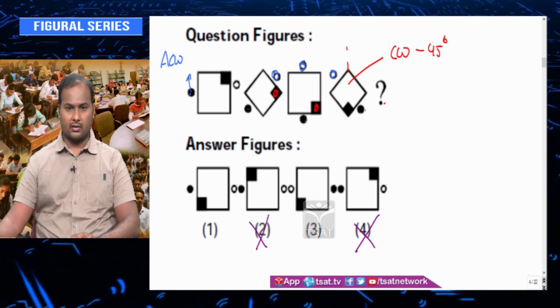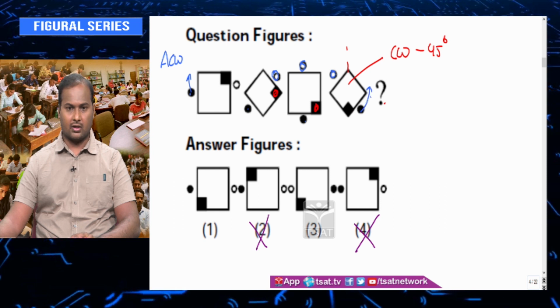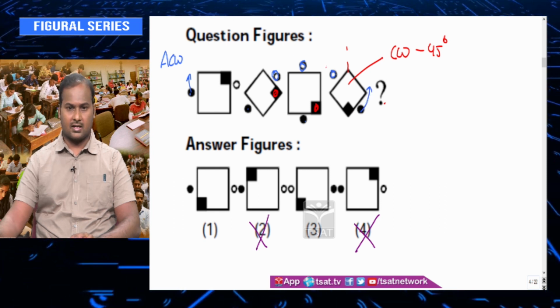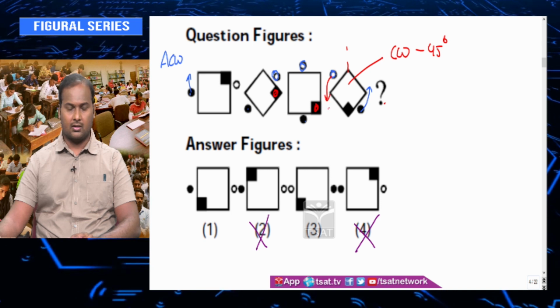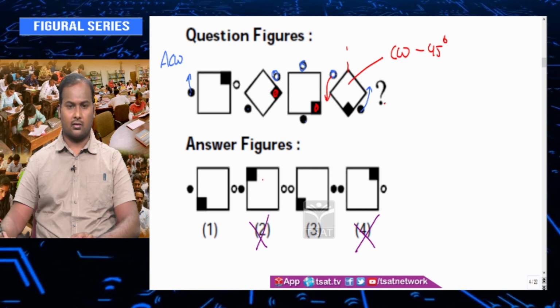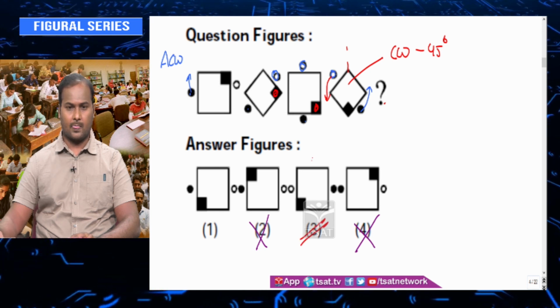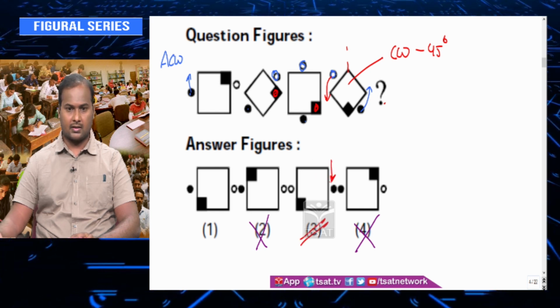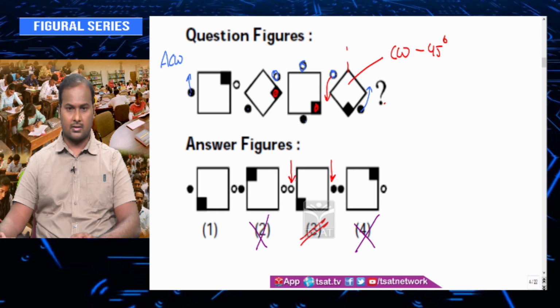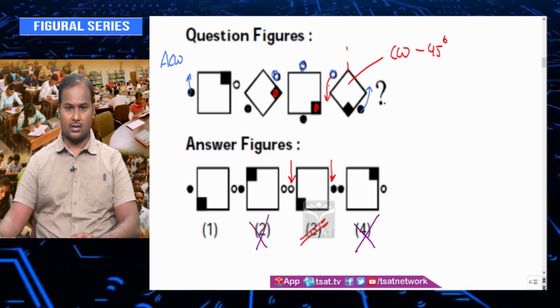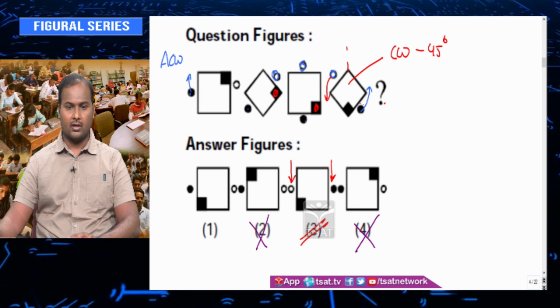The moment you see this anti-clockwise direction, this one comes to here, whereas the circle will move in this particular direction. You check which option is going to happen. You know that directly option 3 is the answer, because you have the darker circle here and the lighter circle at this point. So here also the lighter circle is here and the darker circle on the other side.